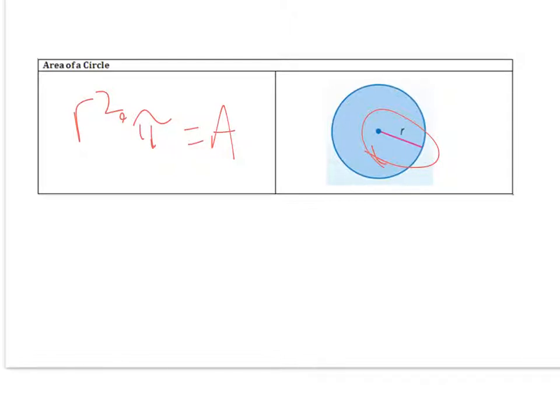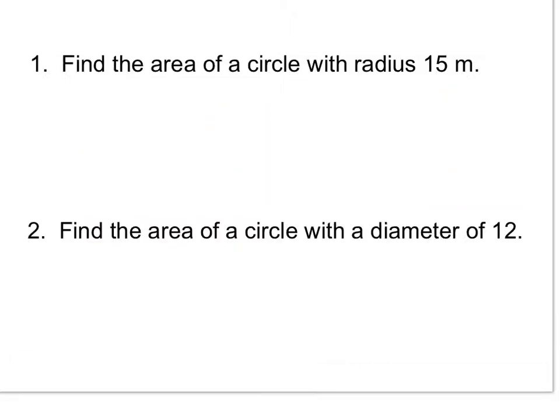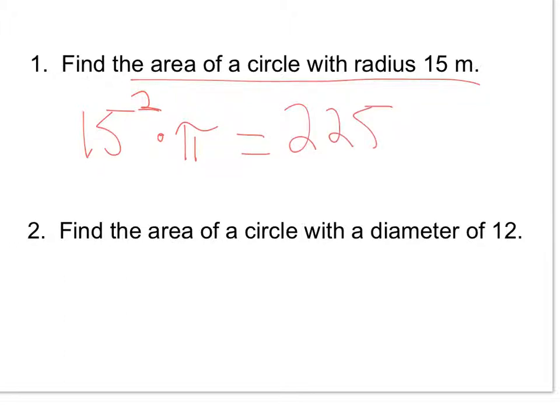That's all it is. R squared times pi, that is going to give you your area. So whatever your radius is, square it, and multiply by pi, and that's going to give you your area. So now, figuring out the area of a circle with a radius of 15, that's just going to be 15 squared times pi, and that's going to give me my answer. So in terms of pi, that's going to be 225 pi. That is considered exact.